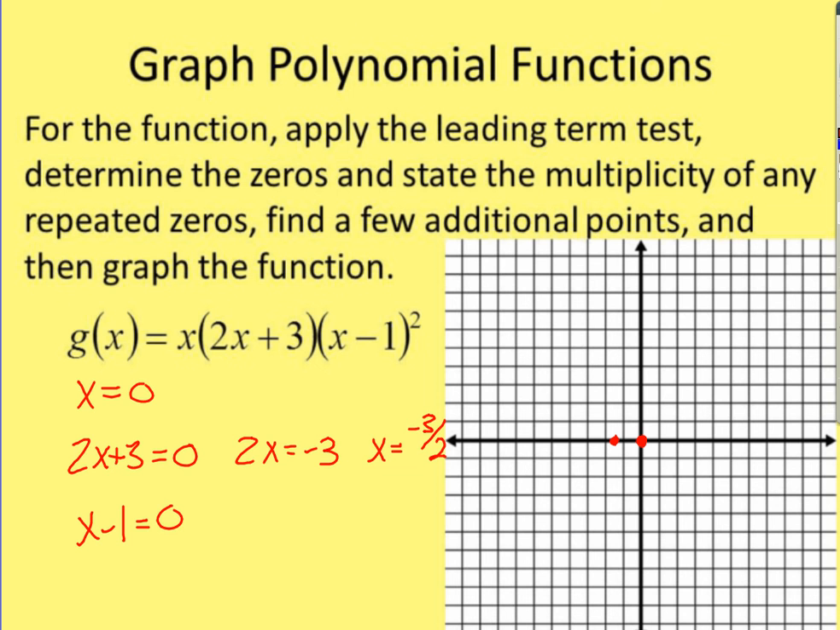And if we get the last one by itself, to move the 1, we're going to add it to both sides. So we get x is equal to 1. But if you notice, this quantity is squared, so this one will have a multiplicity of 2. When you go to graph that, you do only graph that once, but it does have that multiplicity of 2. Let's go ahead and change the scale a little bit so we make each one of these worth a half going across.